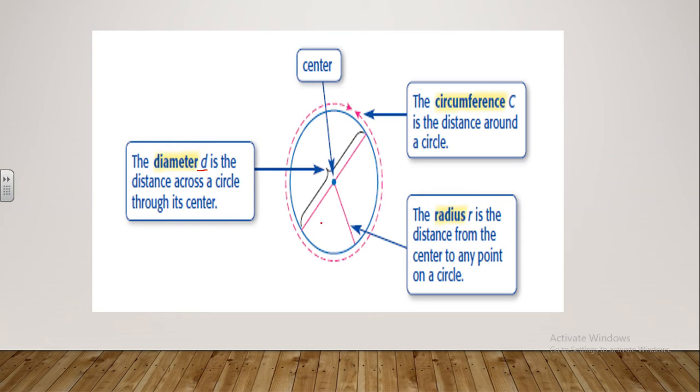So any line across the center is called diameter. Okay, and we have radius. It's R. It's the distance from the center to any point on the circle. So you need to know that in the circle, the point in the middle is called center. The distance around the circle is called circumference. The line that crosses the center is called diameter, and we give it D. And the radius we give it R. The radius is the distance from the center to any point on the circle.